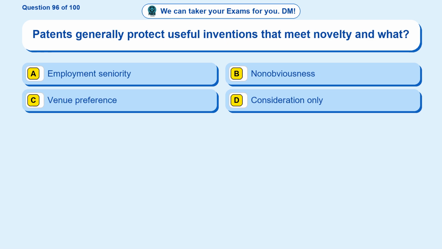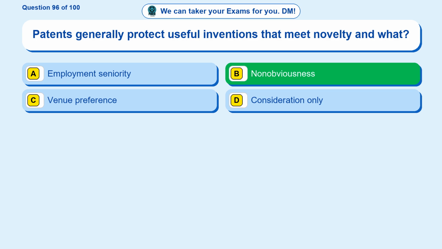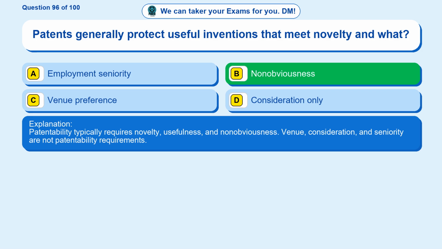Question 96. Patents generally protect useful inventions that meet novelty and what? Option A, employment seniority. Option B, non-obviousness. Option C, venue preference. Option D, consideration only. The correct answer is option B, non-obviousness. Patentability typically requires novelty, usefulness, and non-obviousness. Venue, consideration, and seniority are not patentability requirements.